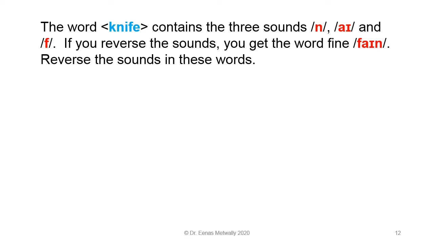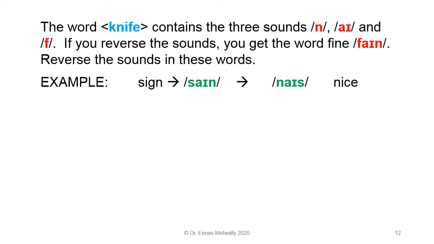Here's a more challenging exercise. The word knife has three phonemes, n, I, and f. If you reverse the phonemes, you get f, I, and n, the English word fine. Reverse the sounds in the words that we have below and produce English words. For example, sign has s, I, n. You reverse the phonemes, you get n, I, s, the word nice.